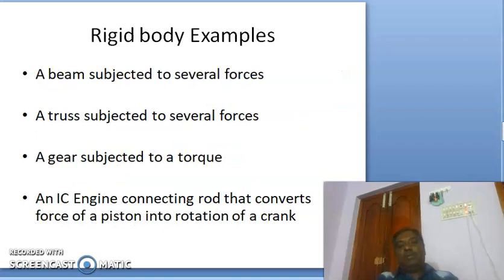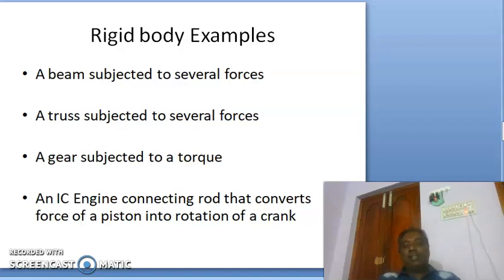So examples of rigid body. A beam subjected to several forces. We all could have seen beams in our houses or various building structures. A beam is usually a horizontal member subjected to lateral loads.